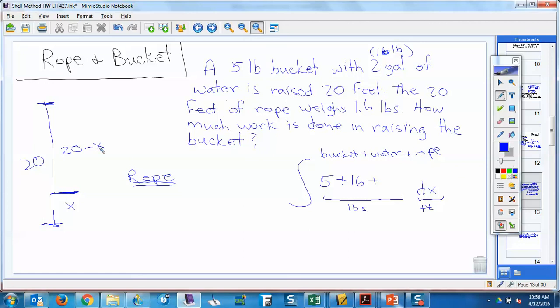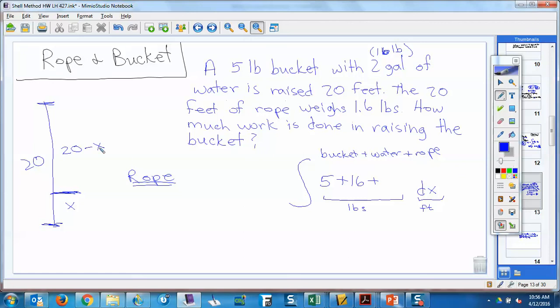So how much rope am I lifting? How many feet of rope am I lifting? The way I've written it right over here, no. Well, at the beginning, when x is 0, yeah, 20 feet. But what about when x is 5? How much rope am I lifting? 15 feet. When x is 7, how much rope am I lifting? 13 feet. So how much rope am I lifting at any given time? 20 minus x. That's why I just drew that there. Yeah, 20 minus x is the amount of rope I'm lifting at any given time.